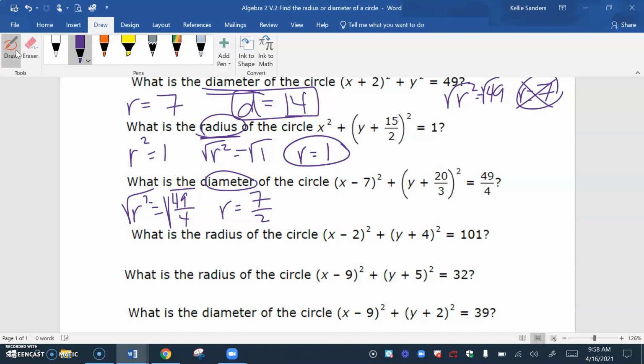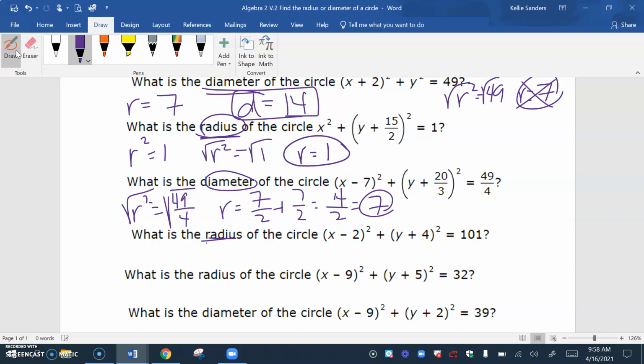I'm looking for the diameter. So if you have a calculator, you can do 7 over 2 plus 7 over 2. If you have a calculator, you can do 7 over 2 times 2, because if you're adding the same thing, then you're multiplying by 2. So if we do 7 over 2 plus 7 over 2, we have 14 over 2, and 14 over 2 is 7. So 7 is the diameter.